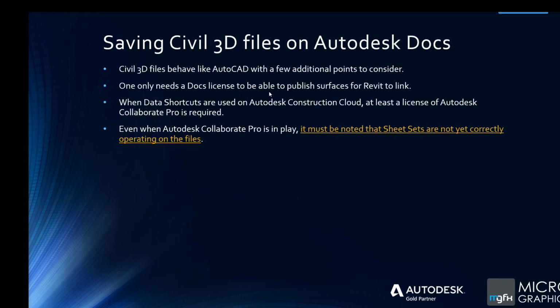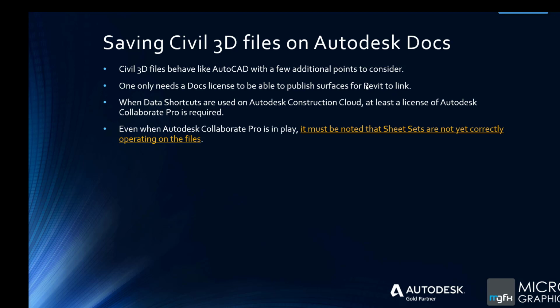Civil 3D files have some more items to consider. Civil 3D files behave like AutoCAD files, with a few additional points to consider. Right? Only when one has a Docs license and you're working on your own in Civil 3D, then you'll be able to publish surfaces to Revit to link in.